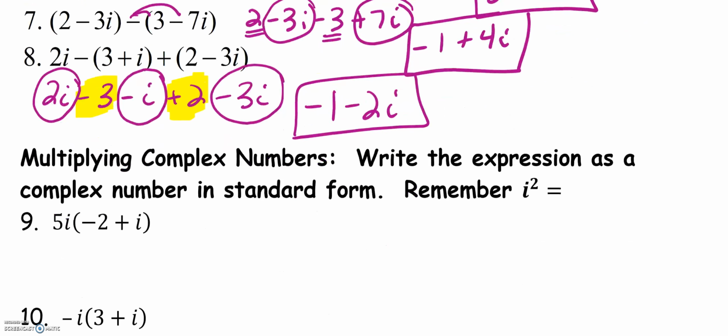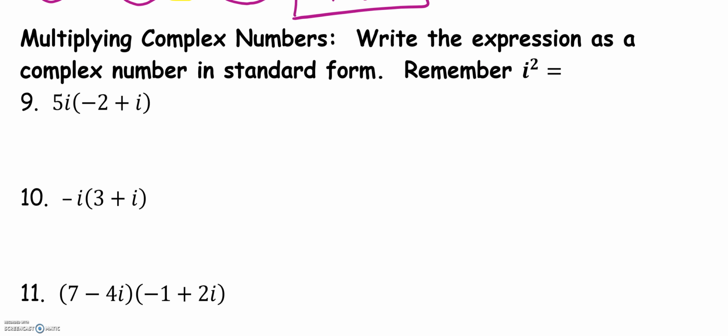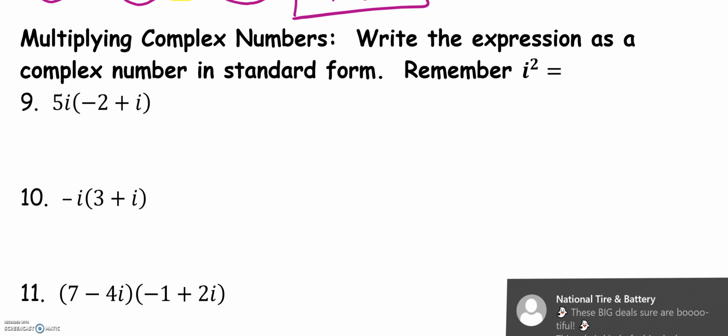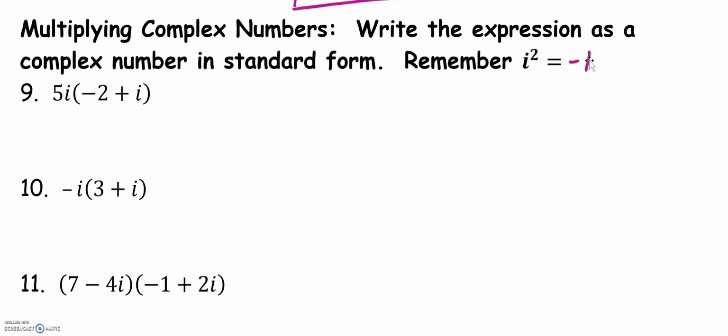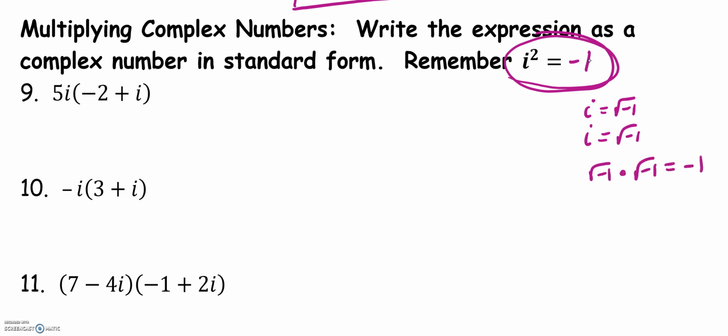Pretty easy there. The next thing we have to do is multiply our complex numbers. So the expressions, we're still going to write them in standard form, a plus bi. i squared is negative 1. Okay, when we're doing these, a lot of times we have to simplify. And when we simplify, anytime we have an i squared term, it is negative 1. Because i is the square root of negative 1. If I multiply those together, I get negative 1. So anytime we see an i squared, we will replace it with a negative 1. To multiply these, the first one we're just going to distribute.